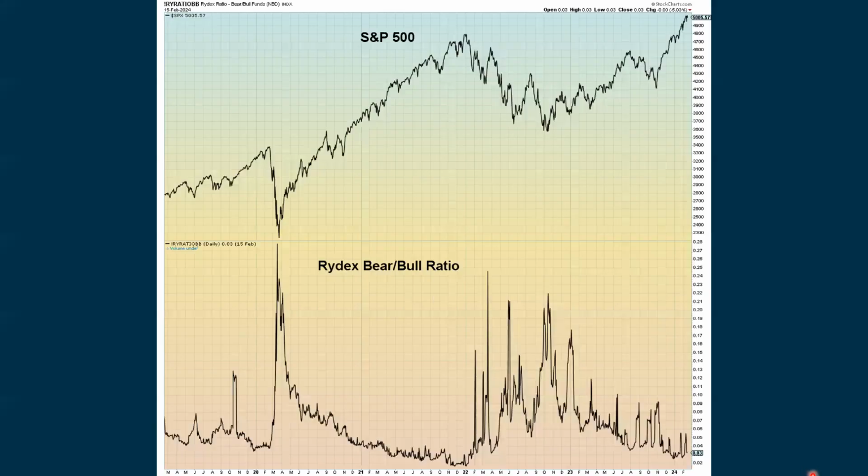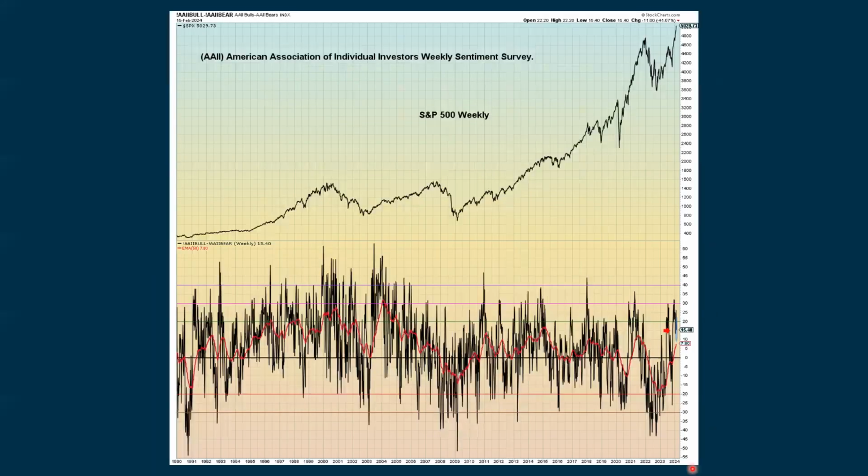Here's the RIDEX Bear Bull ratio. We also show that fear is decreasing with this ratio as well. And here's another sentiment look with the latest reading of the American Association of Individual Investors. They're not extreme positive right now. They were near the end of 2023, but now they've been coming down. That's one way to look at this. They're not getting extreme at the current time.